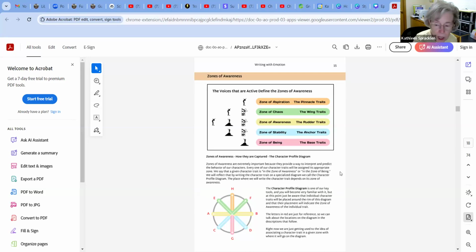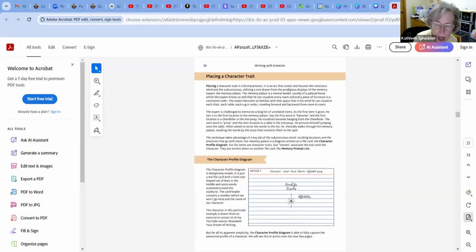Then we have a shortcut way of showing these, and we do that on a regular 4x6 file card. Here we have an example of the way that we would store our character traits on a file card. We would just give it the number. We'll go into those another time. And our character, and maybe a little bit about who our character is. And we use this starburst diagram to arrange the character traits around the diagram.